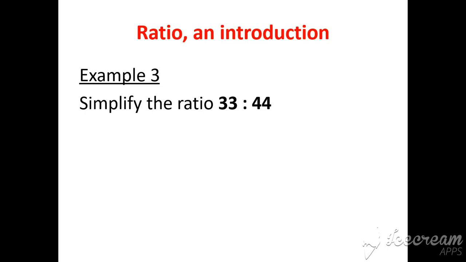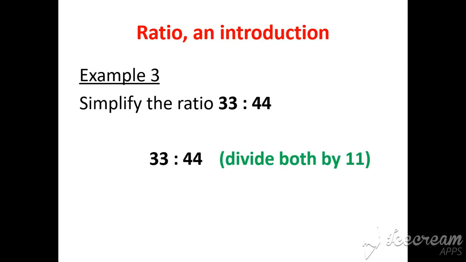Example 3, what about simplifying the ratio of 33 to 44? Hopefully you can figure out the highest common factor of these two numbers is 11. So we divide both sides by 11 to get 3 to 4.